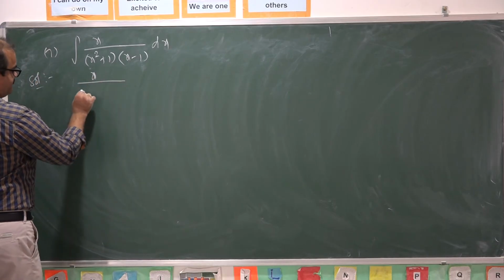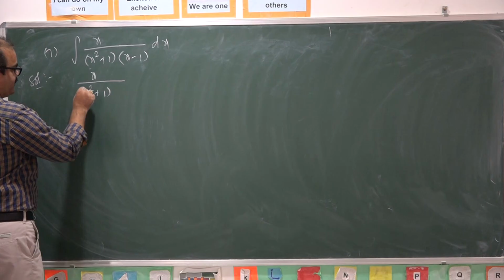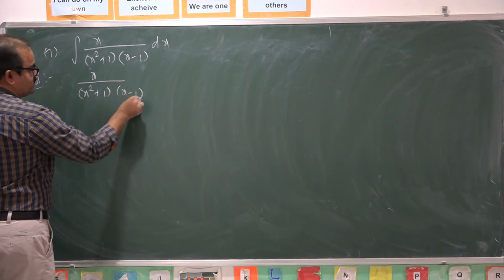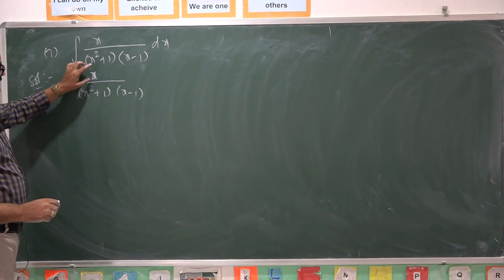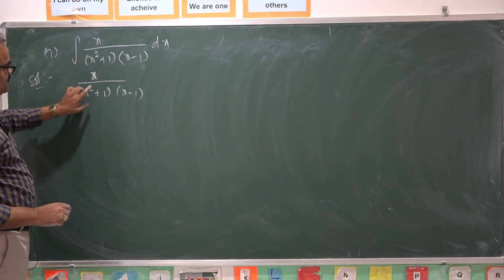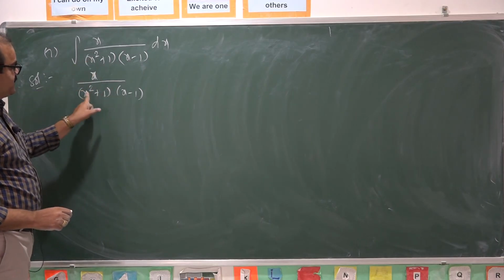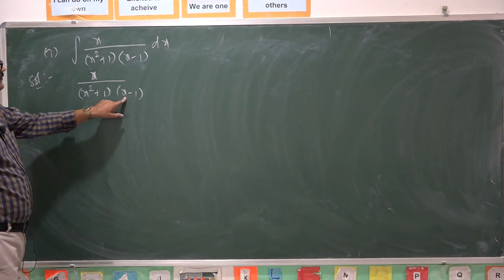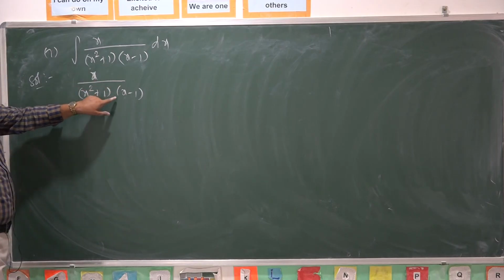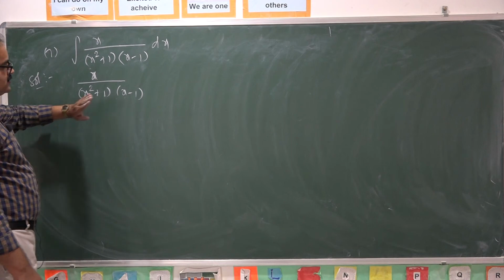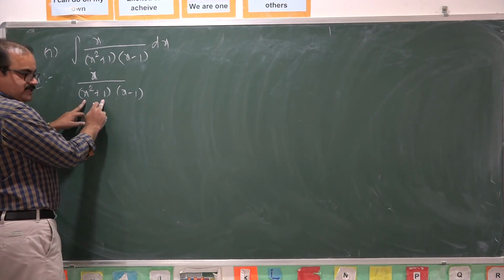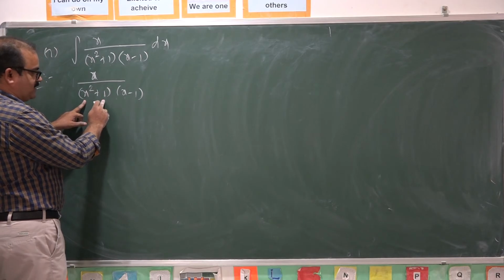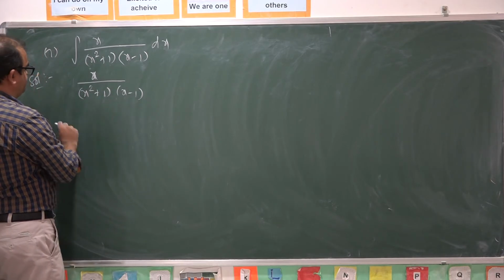x by (x square plus 1) into (x minus 1). Clearly it is a proper fraction. Degree of numerator is 1, degree of denominator is x square into x, that is 3. Degree of numerator is less than degree of denominator, so it is a proper fraction. And moreover, it has a quadratic factor and a linear factor.